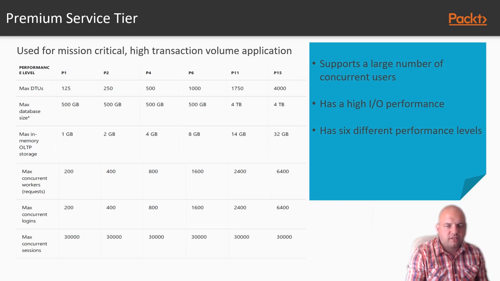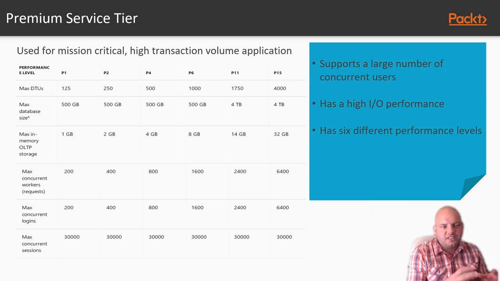Each performance level offers a different maximum database size. For P1 to P6, the maximum database size is 500 gig. P11 and P15 have a maximum database size of 4 terabytes, so quite a significant database size, even in today's very large databases in lots of enterprise environments. 4 terabytes would possibly be able to run on Azure SQL database.